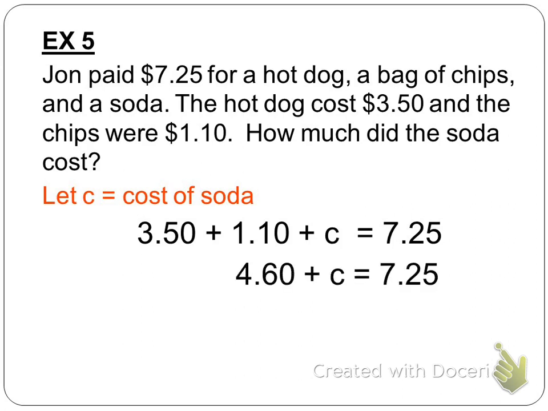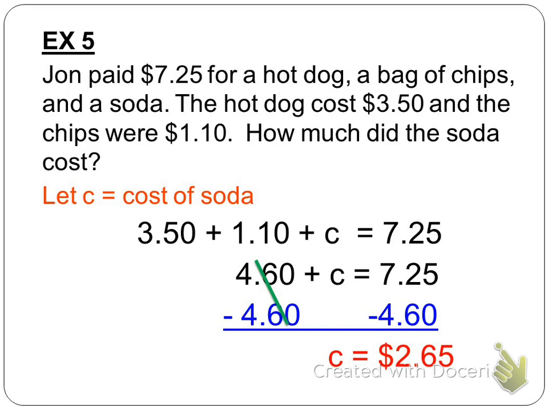All right, so we have some like terms on the left side. Again, calculators would be great. This isn't a challenging one to do by hand, but, you know, if you got the tools in your hand, use them. All right, how would I get C by itself? Subtract 4.60 from both sides. Does anyone know what C equals? Yes, sir. 2.65, indeed. And we're talking about money, so put a dollar sign in there.